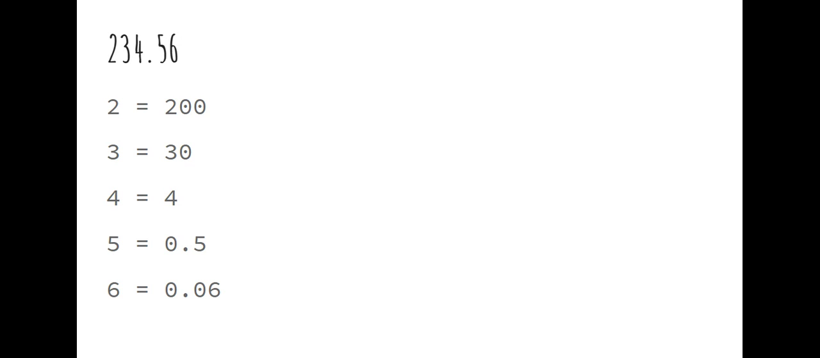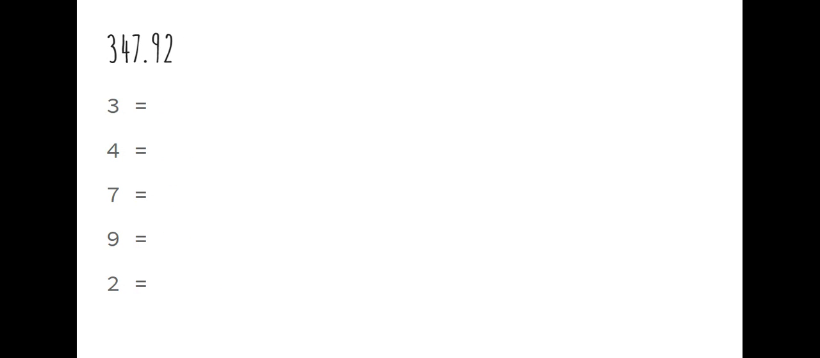So up at the top, I have a number, 234.56, and I'm thinking about what each digit represents. So the first couple are easy because we've done this before with whole numbers. So the 2 represents 200 because it's in the hundreds place. The 3 represents 30 because it's in the tens place. And the 4 represents 4 because it's in the ones place. The 5 in this case is after the decimal. That's the tenths place. So that 5 represents 5/10 or 0.5. And the 6 is in the hundredths place. So that represents 0.06.